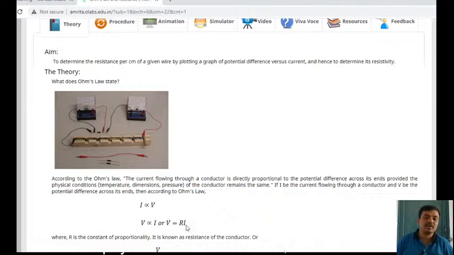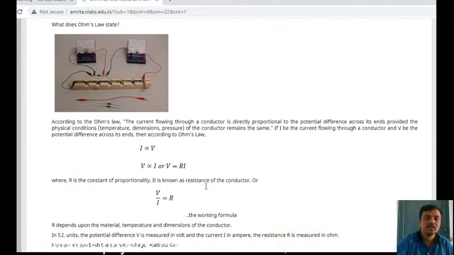V is the potential difference, I is the current. Current is proportional to potential difference. If potential difference increases, current also increases. When the proportionality is removed, we will get a constant, that is capital R. Okay, right. Now you see here, R is a proportionality constant. It is known as the resistance of the conductor. The formula from the above equation is R is equal to V by I.